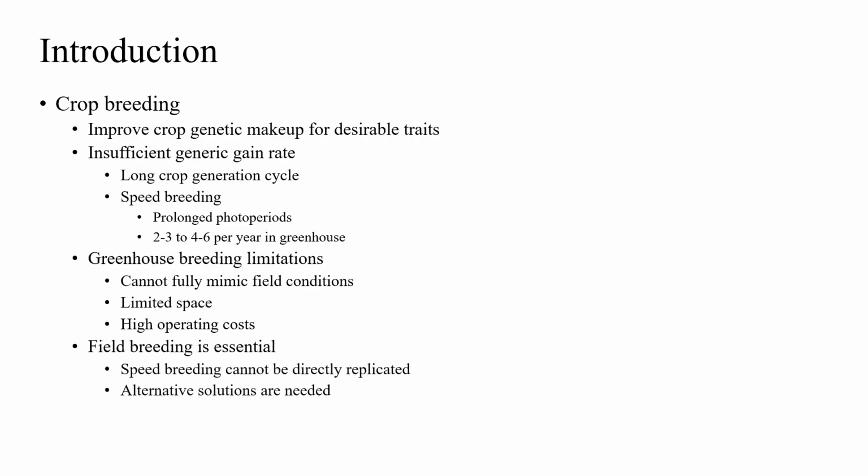However, greenhouses not only cannot fully mimic field conditions, but also have limited space and high operating costs. Therefore, field breeding is essential for selecting crop genotypes that are suitable for extensive agricultural production. Since the field environment cannot be easily altered by humans like greenhouses, the concept of speed breeding cannot be directly replicated in the field, and alternative methods are still needed for accelerating field crop breeding research.